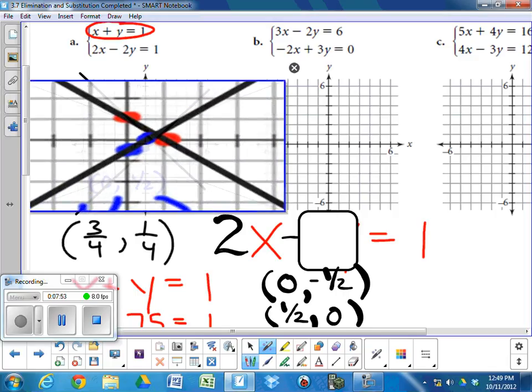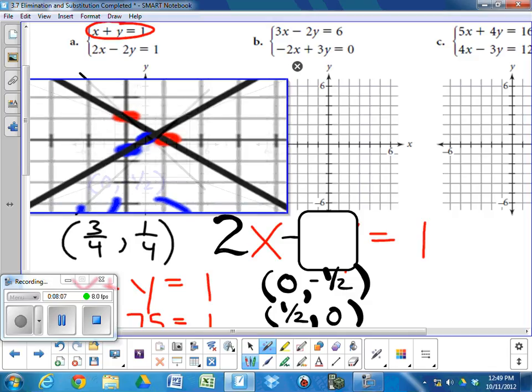All right? Where were they supposed to cross, according to our solution from yesterday? (3/4, 1/4), right? And this is about 3/4 of a unit to the right and 1/4 of a unit up. And that's where their intersection is. So that's graphing using the 2-intercept method.